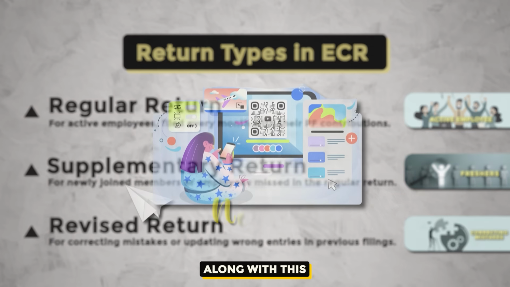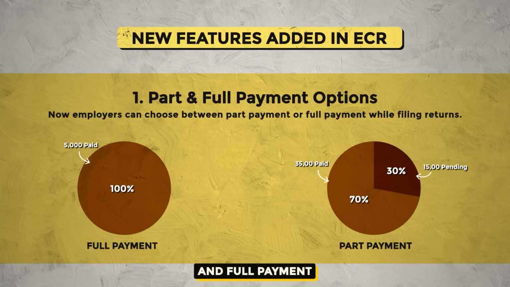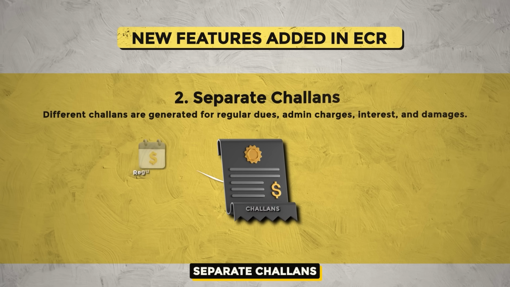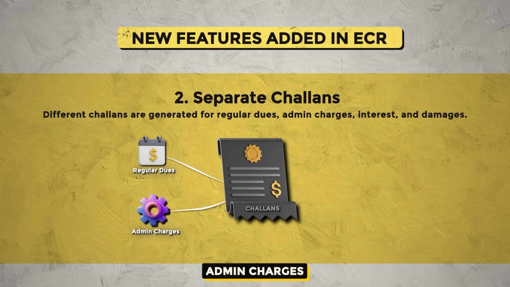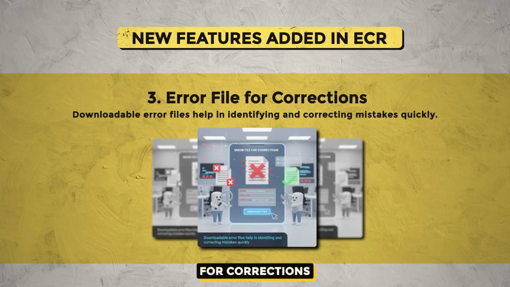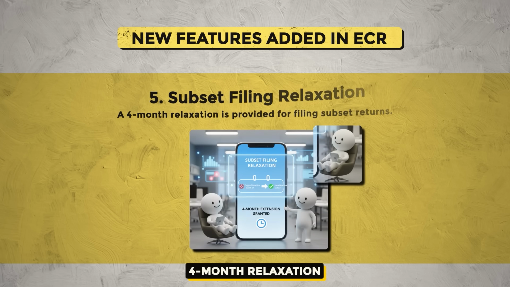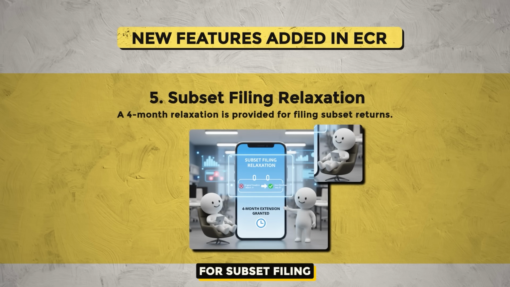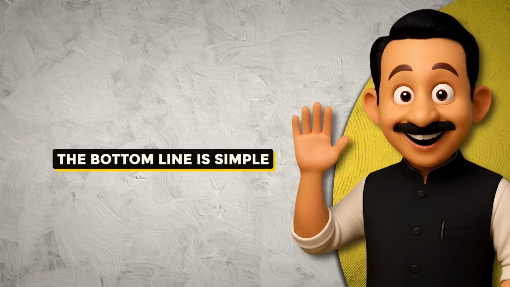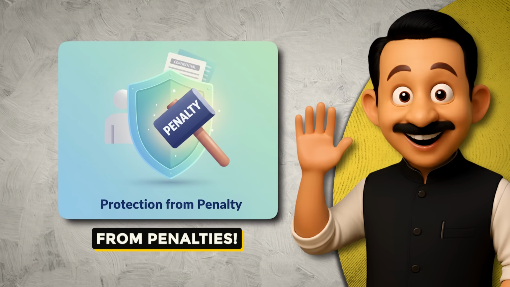Along with this, new features have also been added. Option for part payment and full payment. Separate challans for regular dues, admin charges, interest, and damages. Error files for corrections. Option to download the active member list. 4-month relaxation for subset filing. The bottom line is simple. More control, less hassle, and protection from penalties.